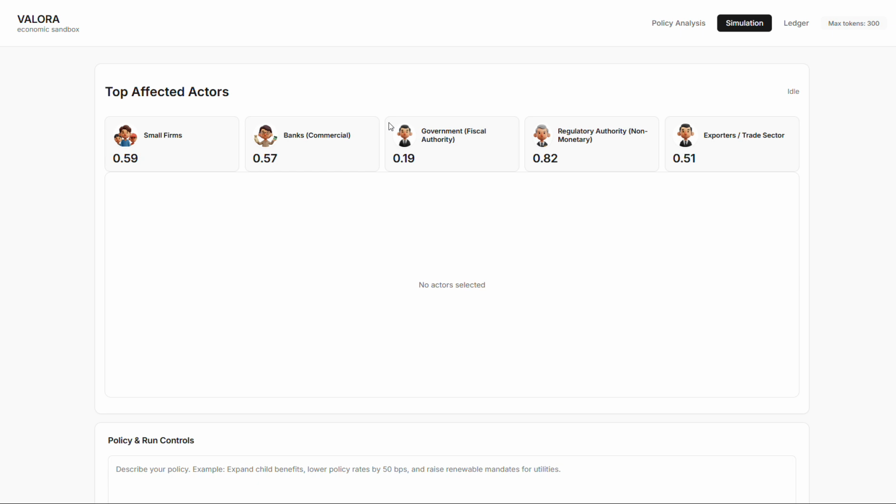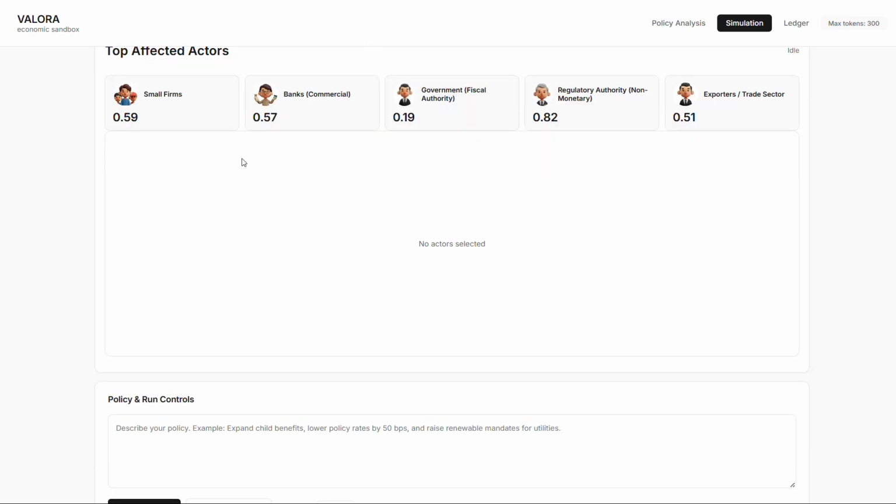So the next important module in our project Valora is the simulation module. Once we have a policy drafted, it's important to know how the policy would perform in a real economy. What our module does is it finds the top affected actors or agents that are affected by a certain policy. As you can see, there are a few basic agents which are common to most scenarios or policies. We try to find out who is affected by which policies, and we define those agents dynamically. Over here, as you can see, banks, regulatory authorities, and exporters generally play.